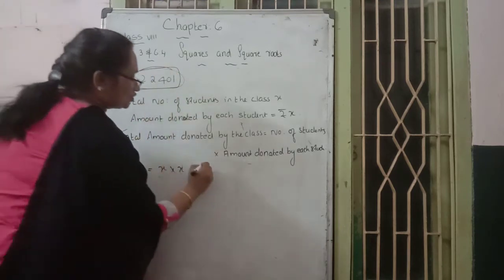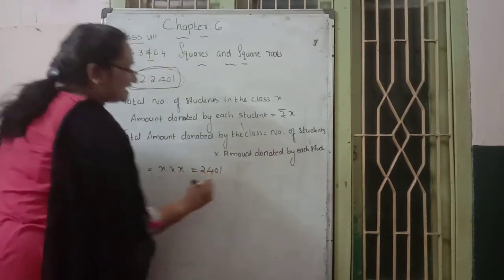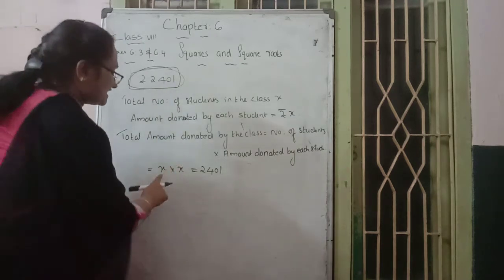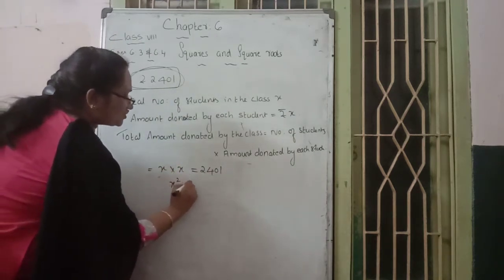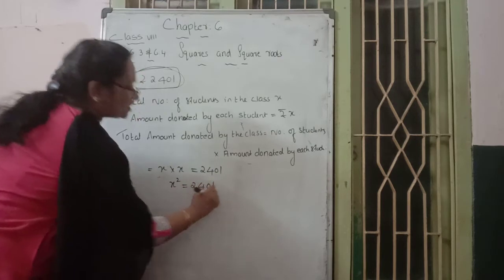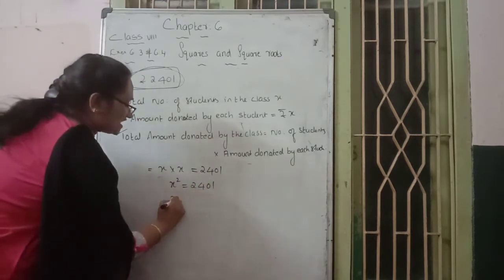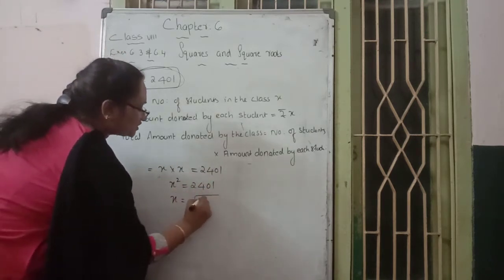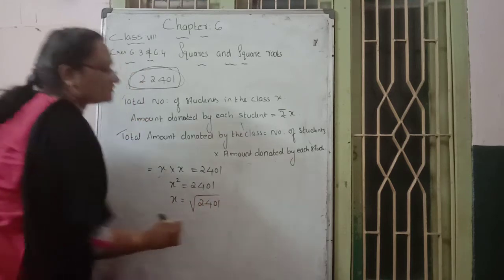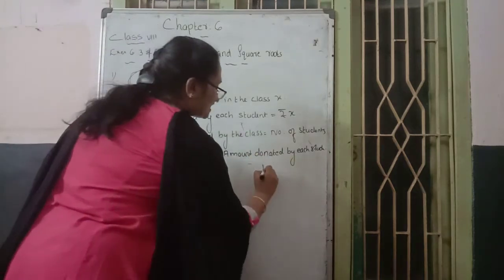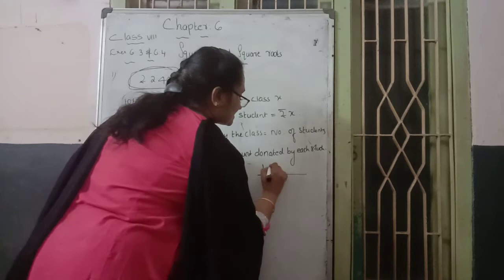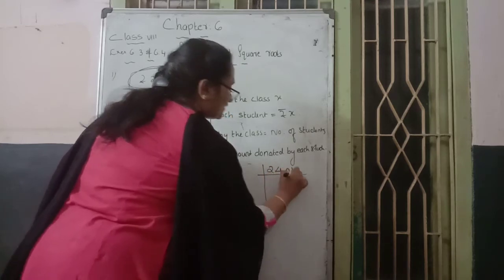2,401 is the total. X into X becomes X square equal to 2,401. We want the X value, how to find out? Take the square root of 2,401. How to take a square root? Do prime factorization.